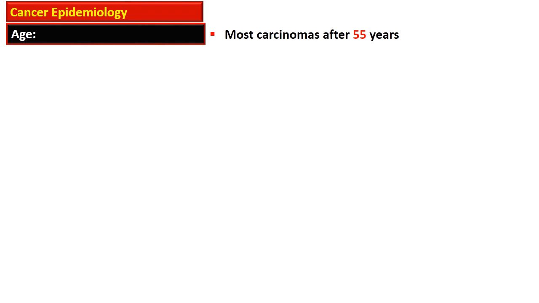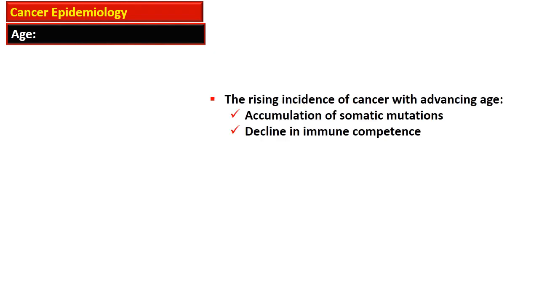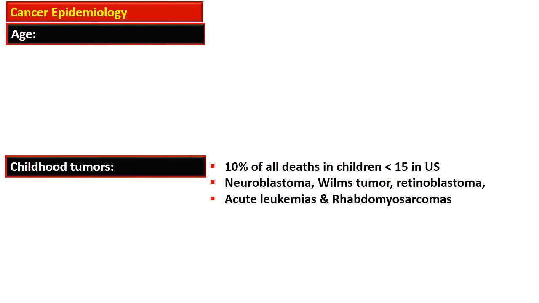Age is another risk factor for the development of cancer. Most cancers arise after the age of 55 years, and carcinoma is the main cause of death among women between the ages of 40 to 79 years and men between the ages of 60 to 79 years. The increased incidence of cancer with advancing age is due to accumulation of somatic mutations and also a decline in immune competence. Children are not spared from the development of cancers.